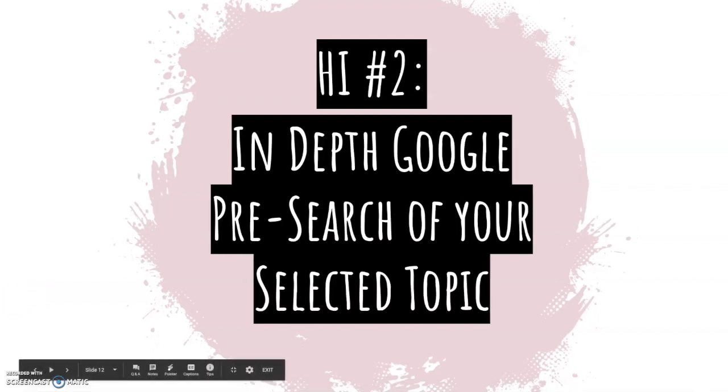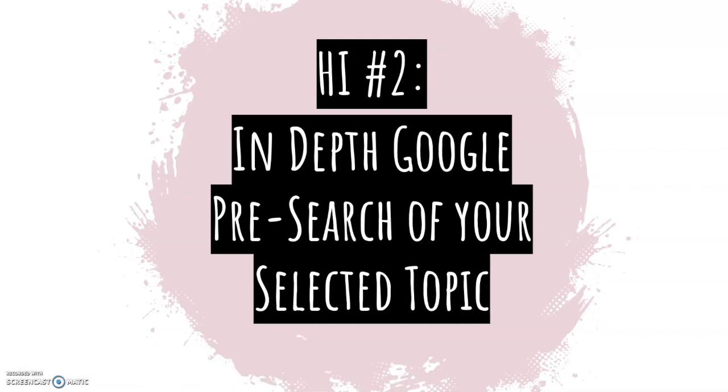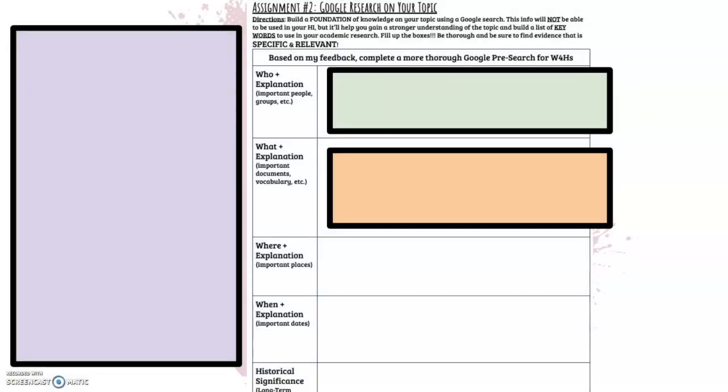This video is for HI number 2, an in-depth Google pre-search of your selected topic. First and foremost, in completing this assignment, please heed my feedback and my advice. This video is going to have general advice of mistakes I was noticing we were making, and I've also included individual feedback. So please heed it so that you can improve this Google pre-search. Make this Google pre-search worth it.